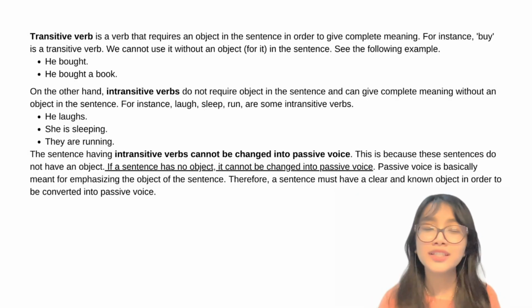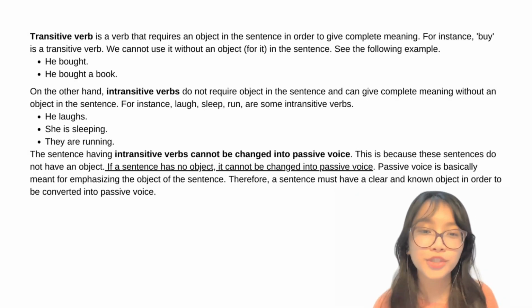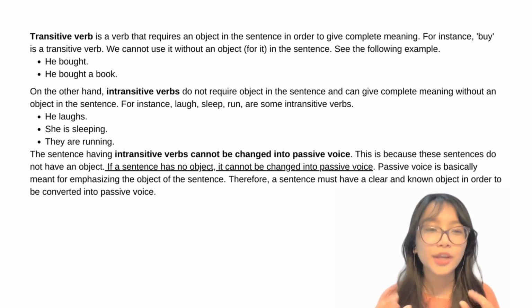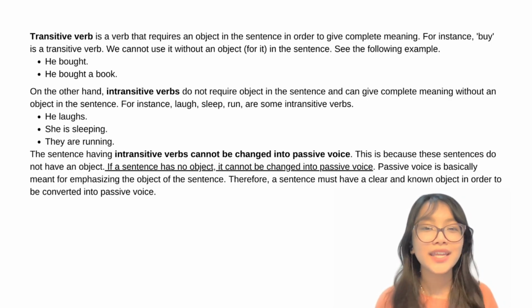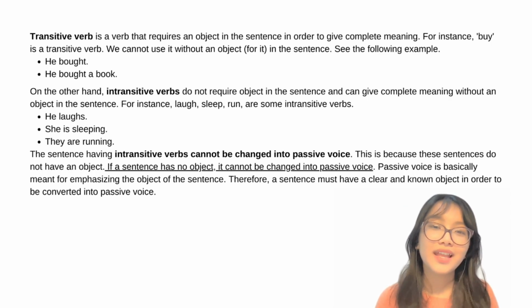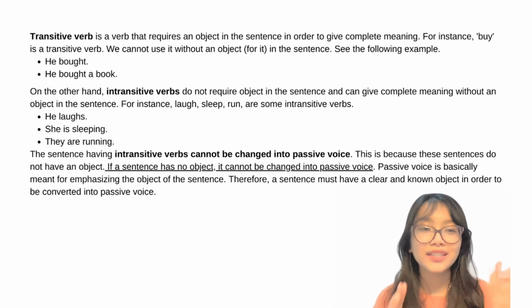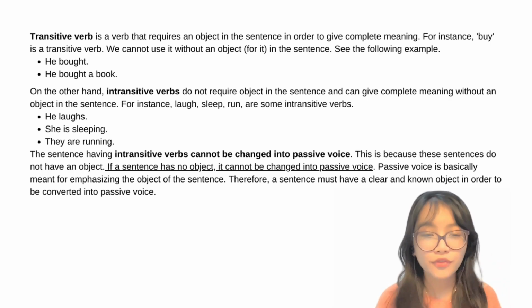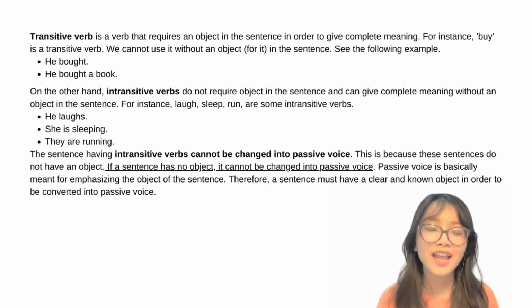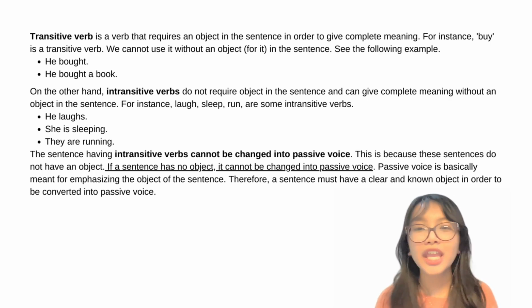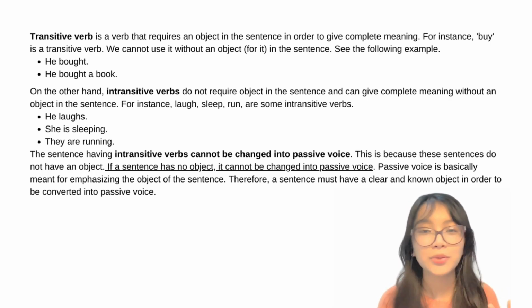Here I want to note that you can only convert active voice to passive voice when there is a transitive verb. What is a transitive verb? A transitive verb is a verb that requires an object in the sentence in order to give it a complete meaning. For example, he bought a book. You cannot just say he bought. It doesn't make sense. On the other hand, there is something called an intransitive verb. An intransitive verb is a verb that doesn't require an object. For example, he laughs. She is sleeping. Here you cannot turn it into passive voice because there's no object.